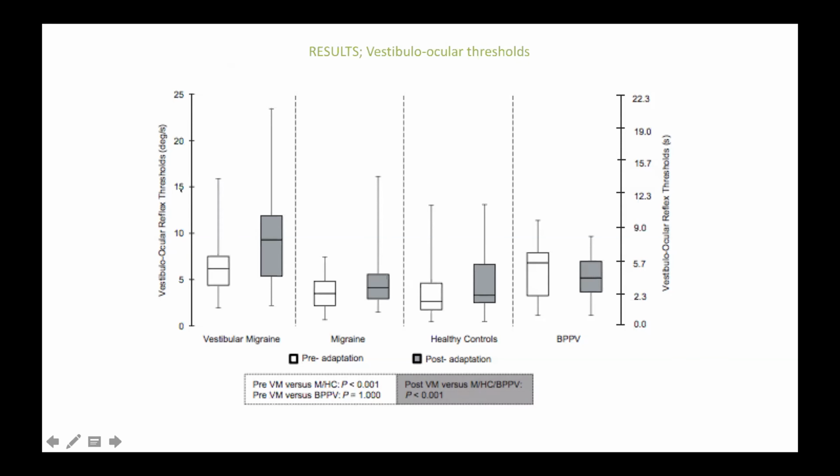On the y-axis, we represent the vestibular ocular thresholds, on the left-hand side in degrees per second as a unit, on the right in seconds. As you can see, in healthy controls and migraineurs, there was no difference in the baseline thresholds. But in both BPPV patients and vestibular migraine, these were elevated compared to the healthy controls and the migraines. After visual motion adaptation, in neither the BPPV group, the healthy controls, nor the migraine group was there any difference. But you can see here in vestibular migraine, there was an elevation in vestibular ocular thresholds after the visual motion adaptation.